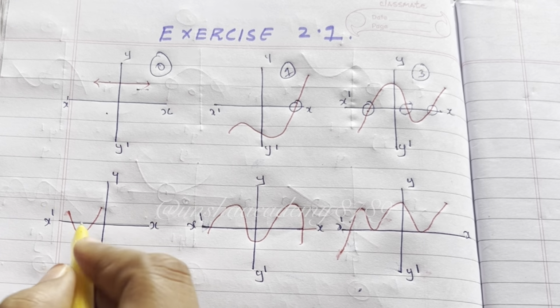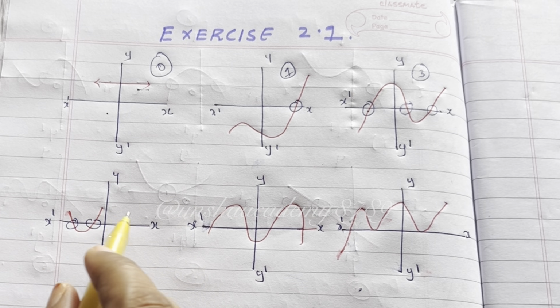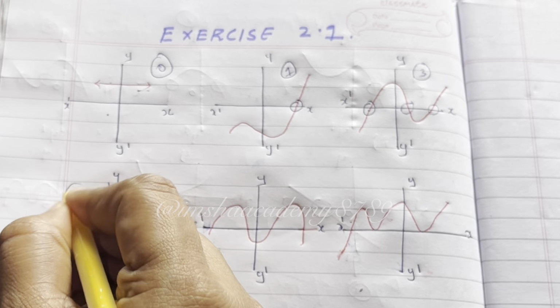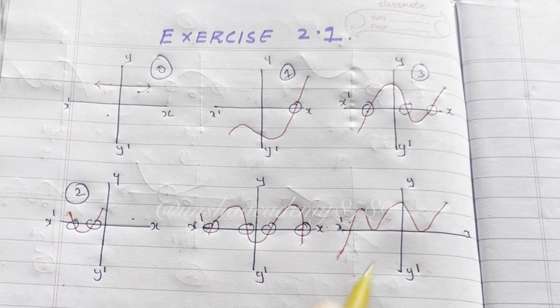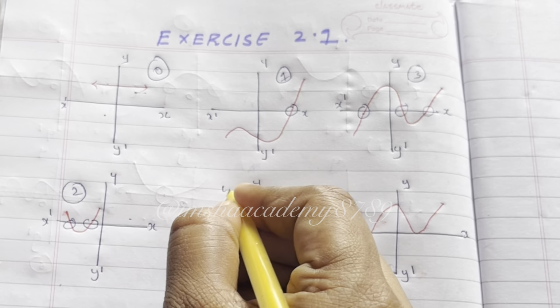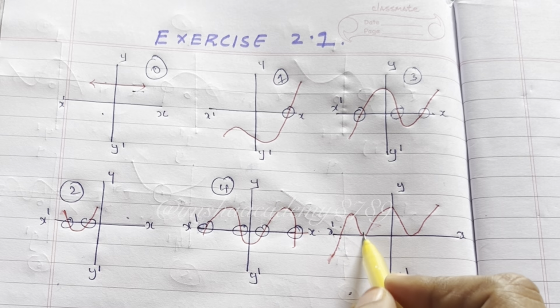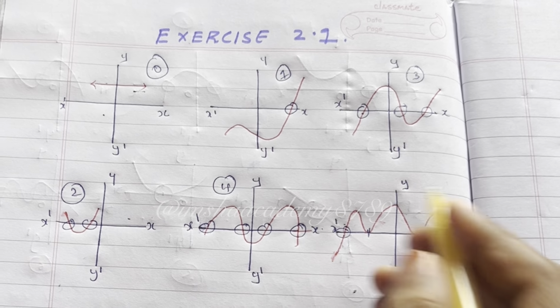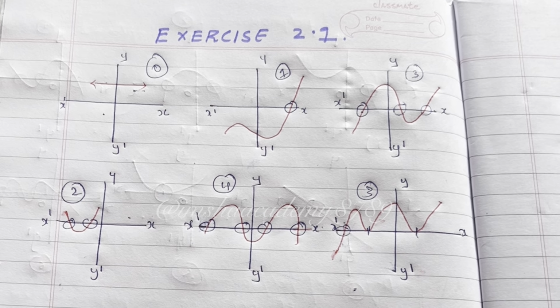In the fourth example, it is 2 because the graph cuts the x-axis at 2 points. Similarly, here it is 4 because the graph cuts the x-axis at 4 points. Here it is 3 because the graph cuts the x-axis at 3 points.